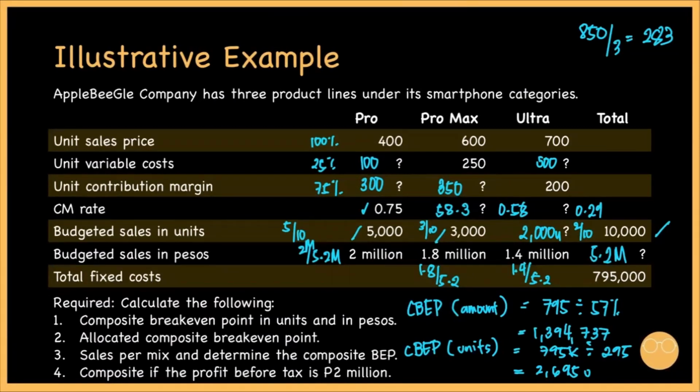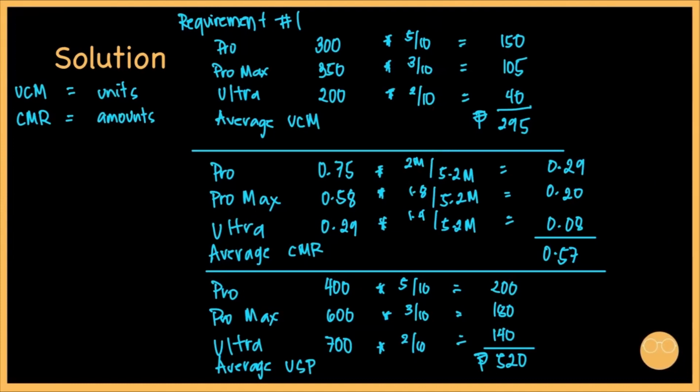Now that we are done with requirement number one, let's go to requirement number two, which is to compute the allocated composite break-even point. The allocation of the composite break-even point in terms of units is made based on the sales mix ratio in terms of units as well. Meaning to say, we are going to use this ratio once again if we compute for the allocated composite break-even point in terms of peso.